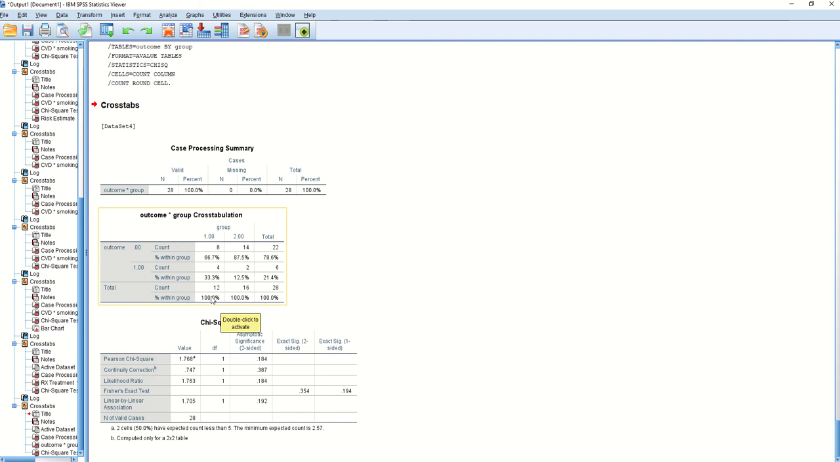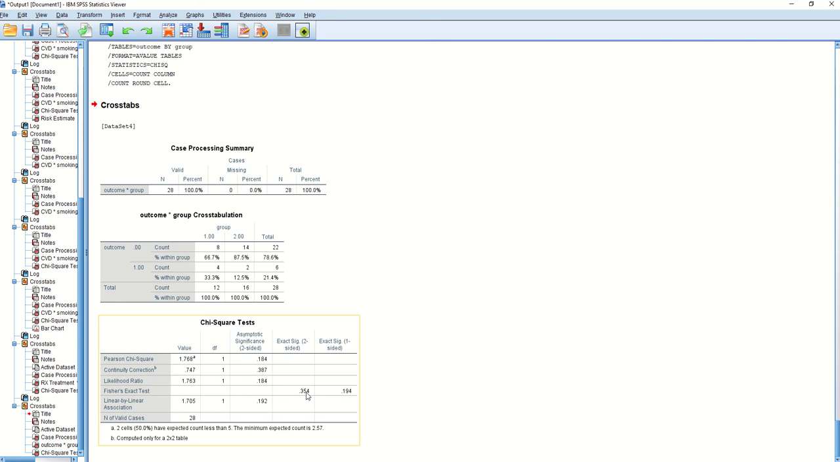Now, in that situation, you're not supposed to look at the Pearson chi-square because you don't have enough expected counts. What you do is you look at the Fisher exact test, and for the Fisher's exact test, you're going to look at the two-sided. So the appropriate p-value to be reported is 0.354. It's still not statistically significant, but this is the appropriate p-value to report.